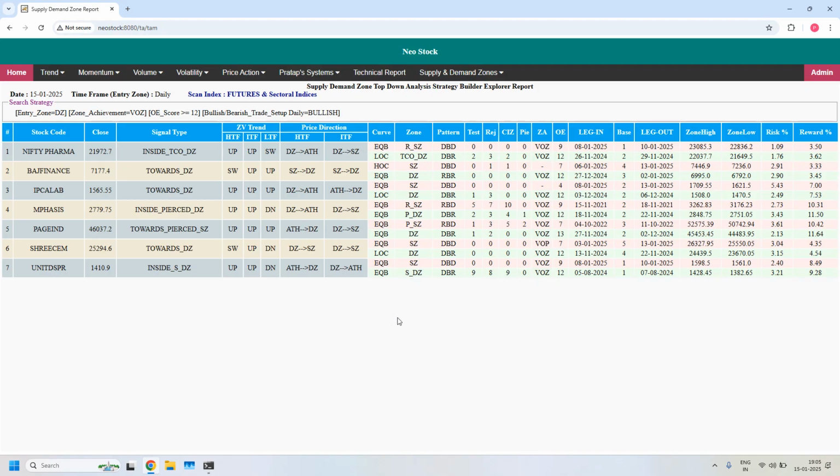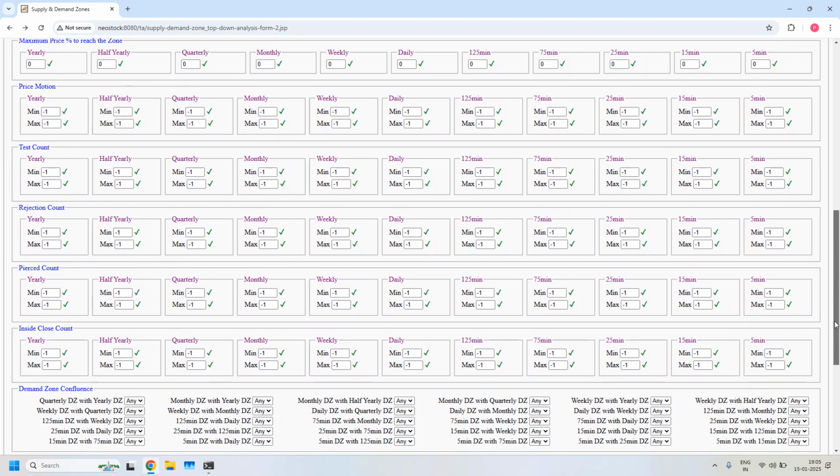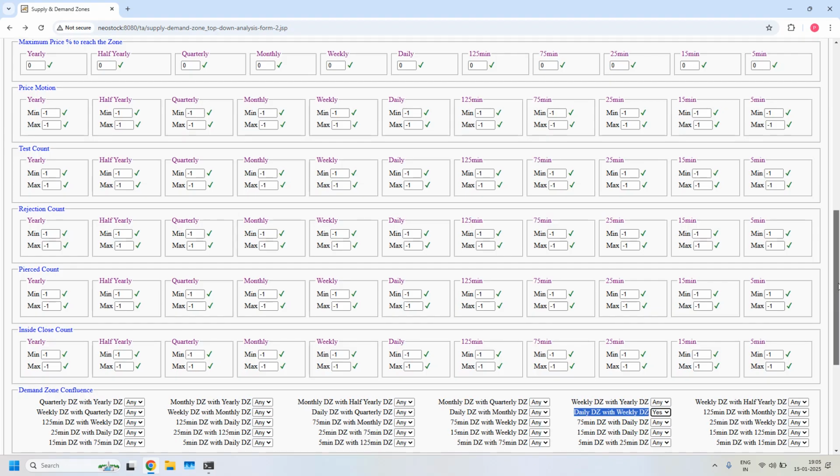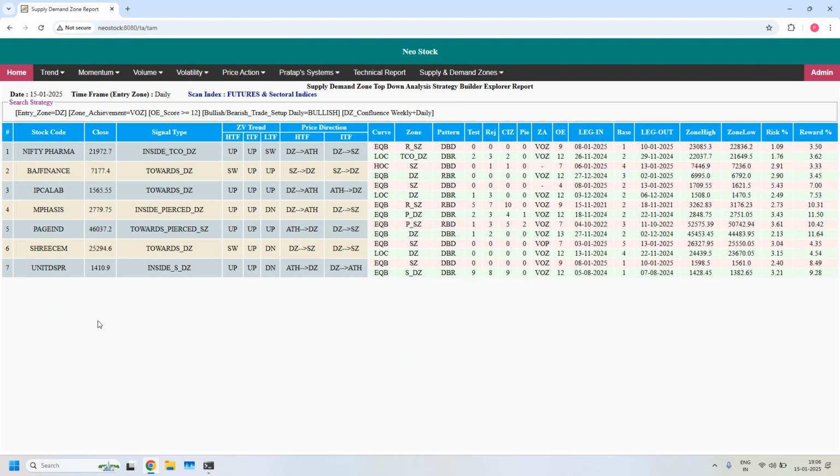Apart from that, we can further filter based on zone confluence for high probability setup zones. First filter is LTF, ITF, demand zone confluence. So in the demand zone confluence, LTF, ITF, that is nothing but daily and weekly demand zone confluence filter I enabled. With this filter, out of 7 stocks, we got all 7 stocks.